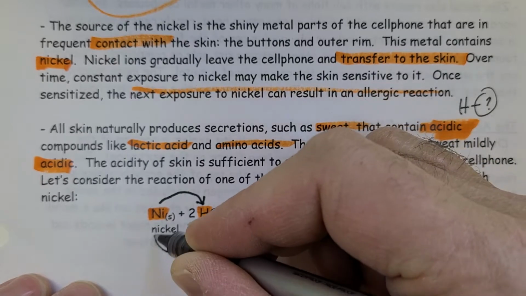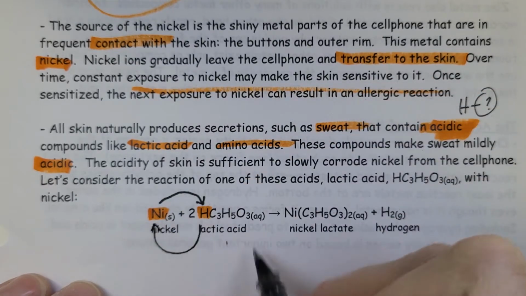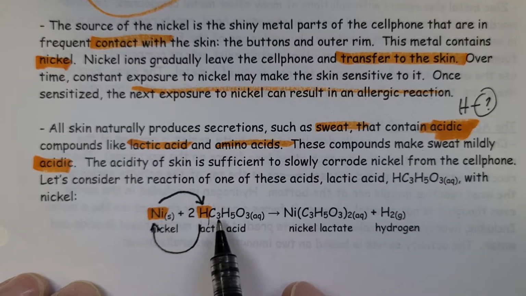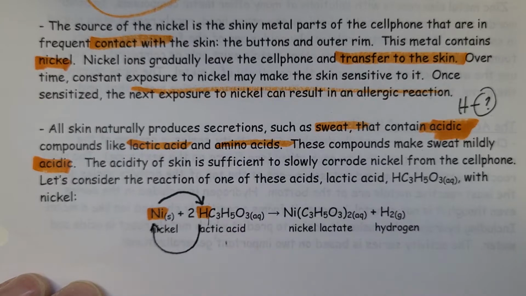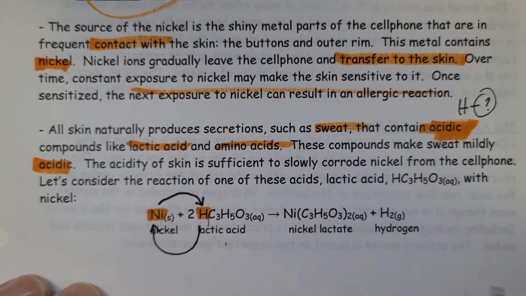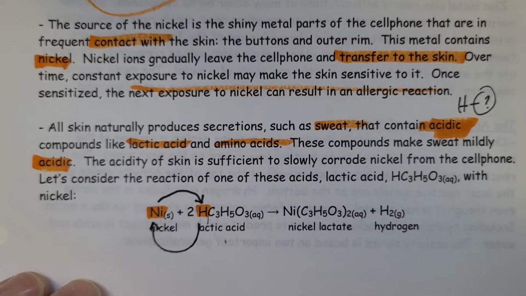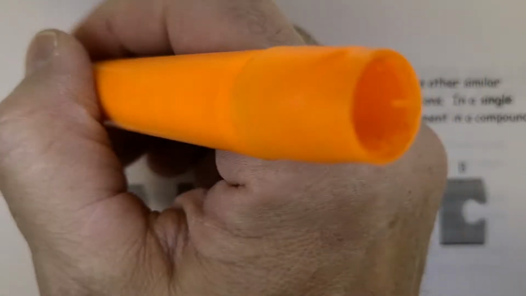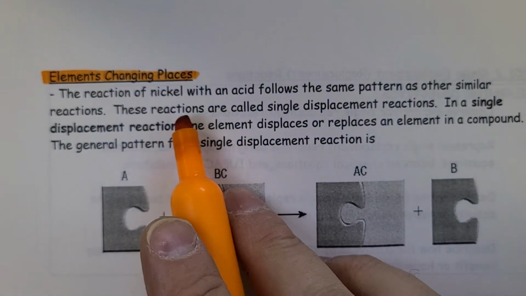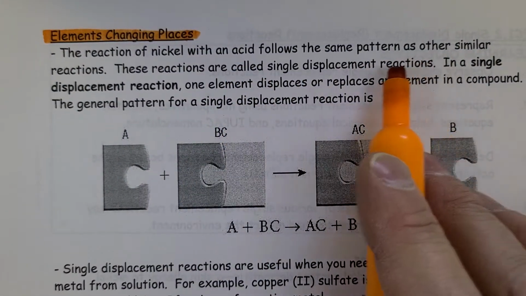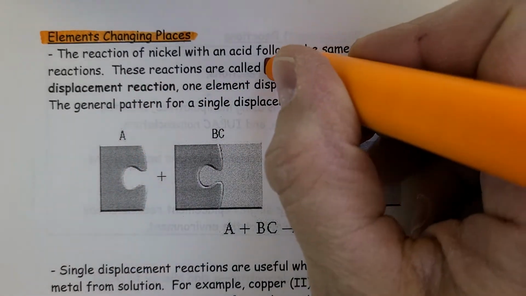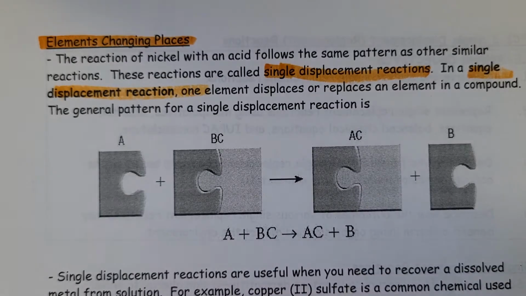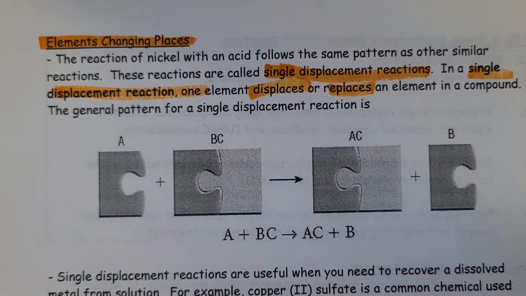So what we have happening here is this. The nickel is replacing the H in lactic acid. So it does. Nickel combines with C3H5O3 to become nickel lactate. And of course, hydrogen gets kicked out by itself. And yes, it's a Hofbrinkel element, so it becomes hydrogen gas. So with that, we can think of those two elements changing places. The reaction of nickel with an acid follows the same pattern as other similar reactions. These reactions are called single displacement or single replacement reactions. In a single displacement reaction, one element displaces or replaces another element.